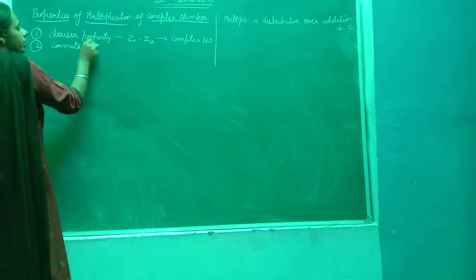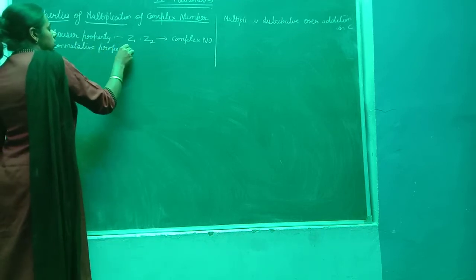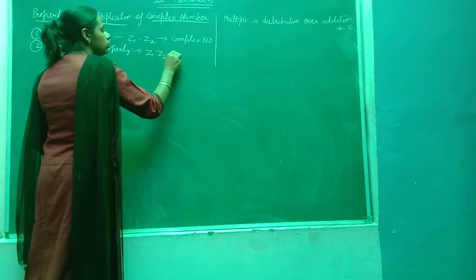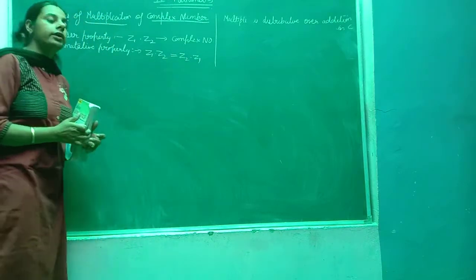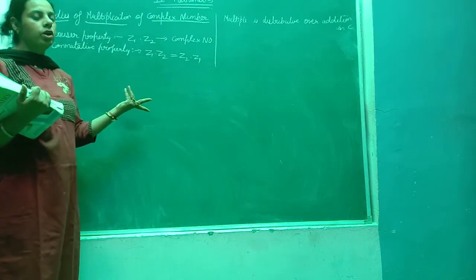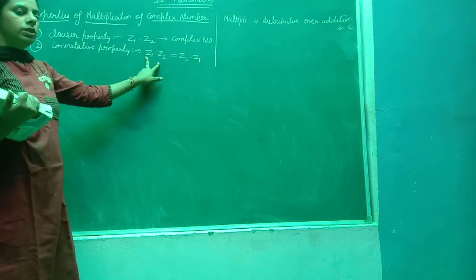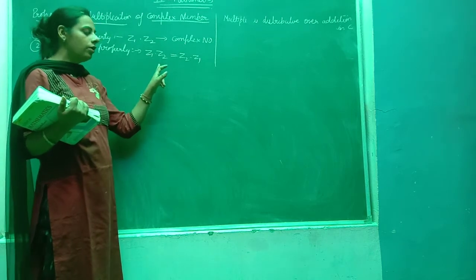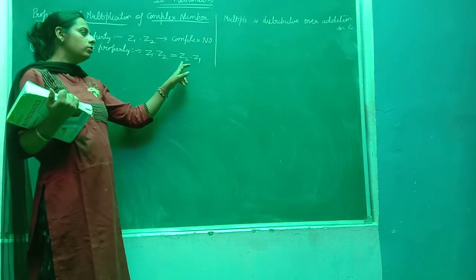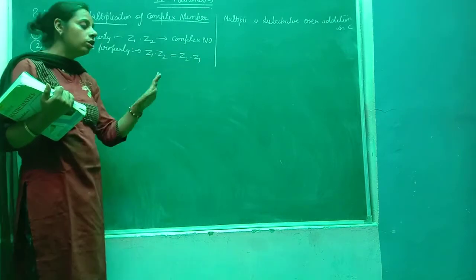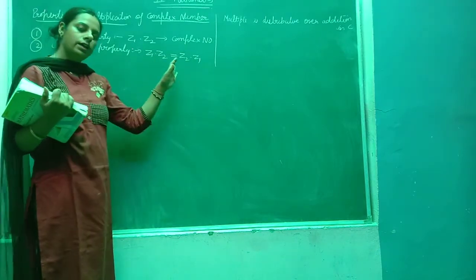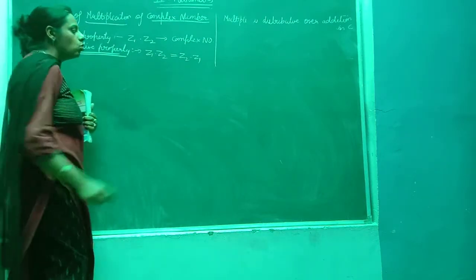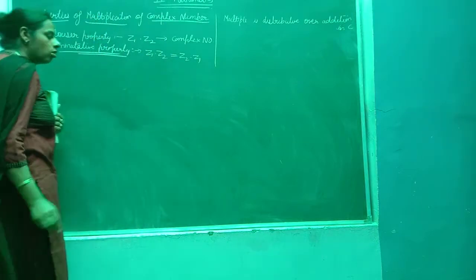What is the commutative property? When you multiply z1 with z2, it must be equal to z2 into z1. You can take any two examples of complex numbers and multiply them. In the first case put the value of z1 first and then z2, and in the second case put z2 first and then z1. I am not going to prove it. You have to take any two examples and try yourself, and you will see that the commutative property also holds in the case of multiplication of complex numbers.